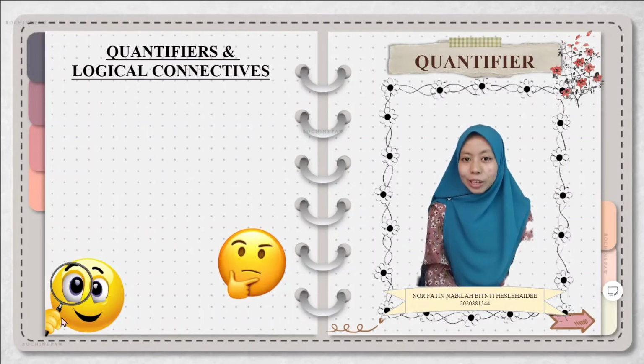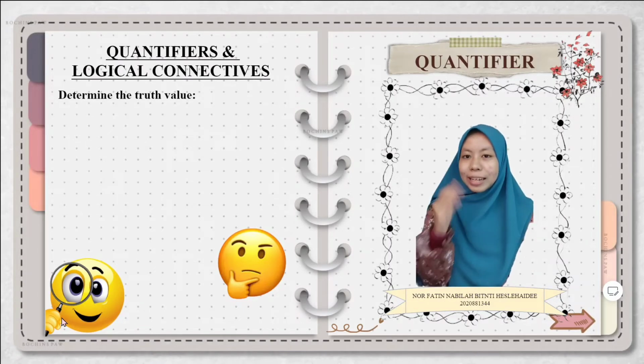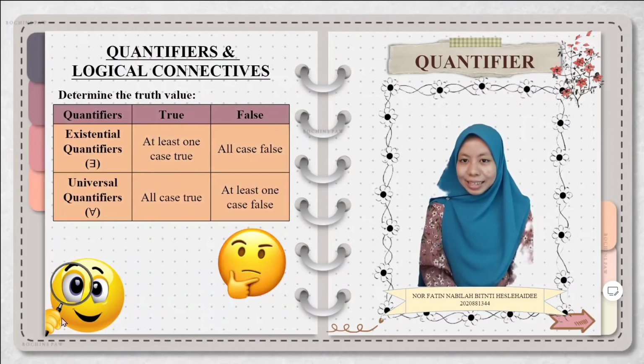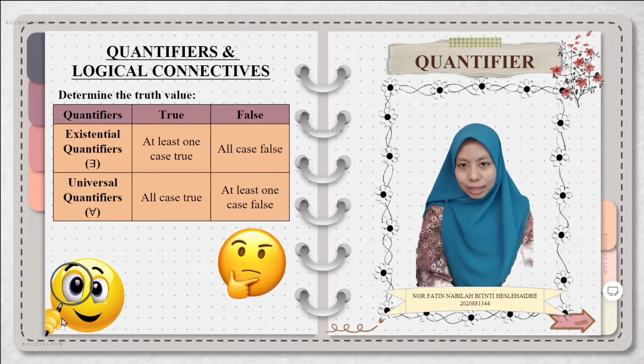Now, move on to quantifiers and logical connectives, which is to determine the truth value. Look at the table beside me. In existential quantifiers, if you want the statement to be true, you must have at least one case that is true. Meanwhile, if you want the statement to be false, all cases must be false.